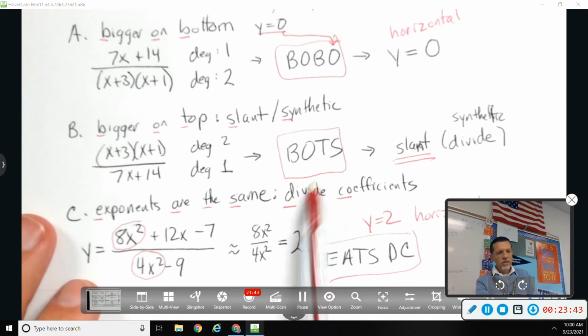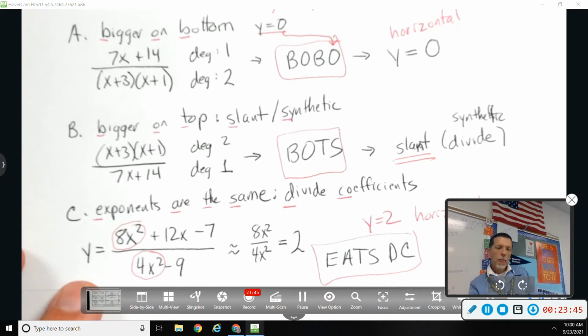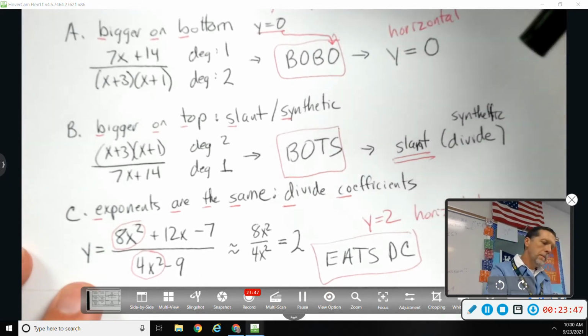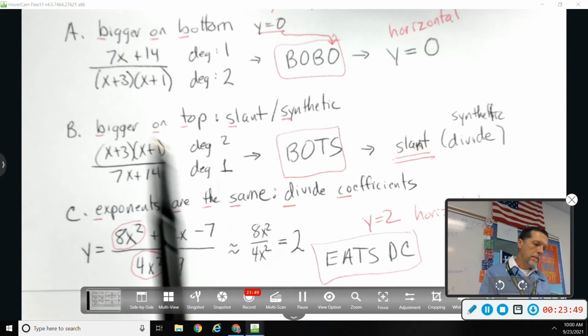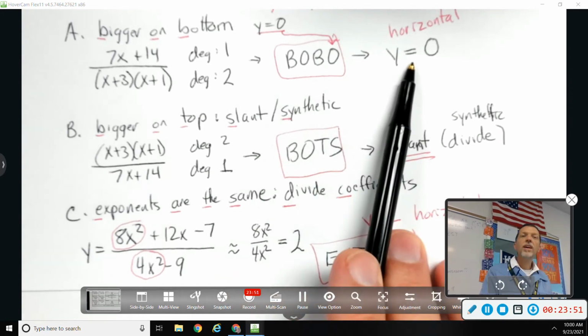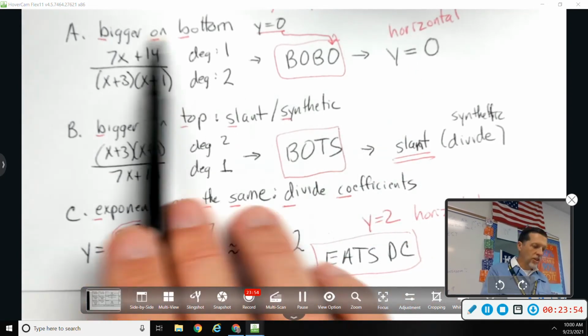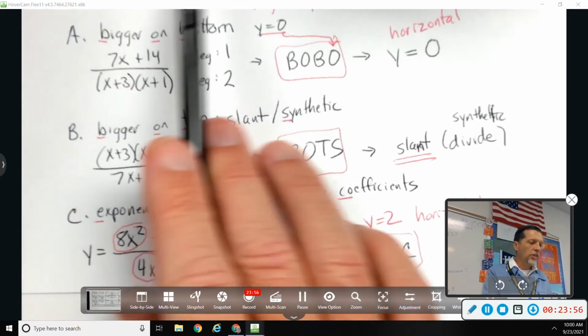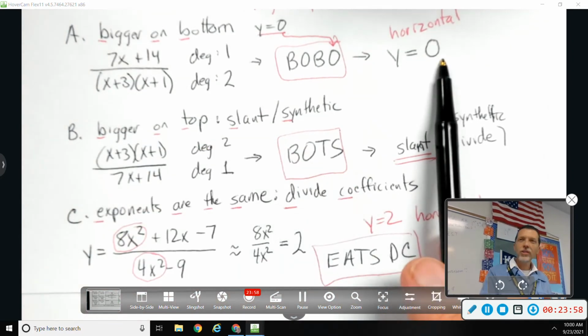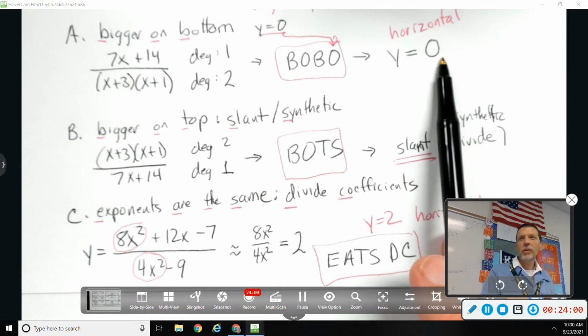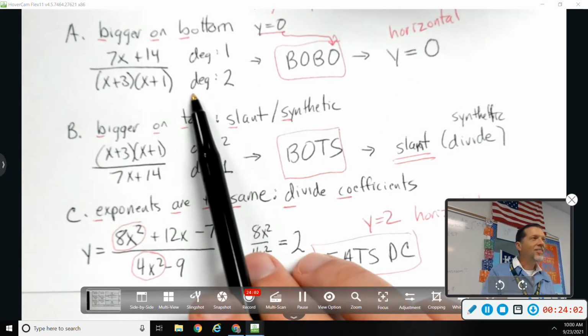So if we get an equation like A, then the answer is just y equals 0? Yes. If you get an equation that looks like A, and we ask for the horizontal or slant asymptote, it's y equals 0. You don't have to do anything. That's why we like that case, because the answer is 0. Nothing to do.